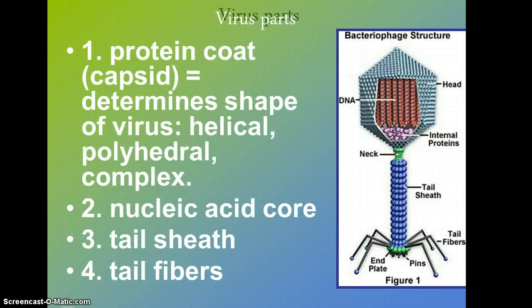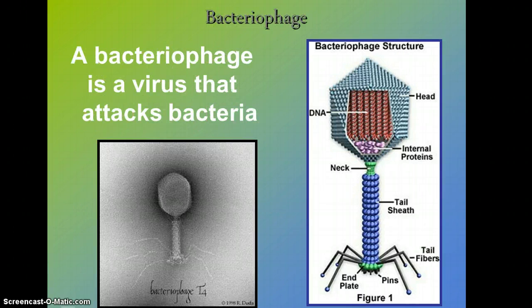It's made of that protein coat or capsid, a nucleic acid core, whether that's DNA or RNA, a tail sheath, and tail fibers. And it's those fibers which determine what the virus can attach to. Bacteriophages are a virus that attack bacteria and kill bacteria.